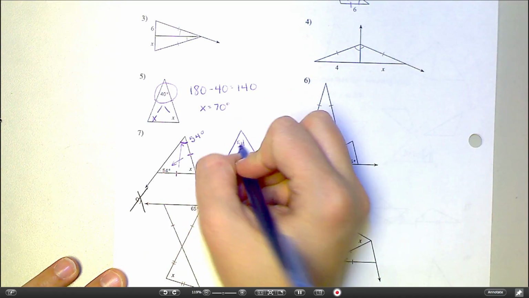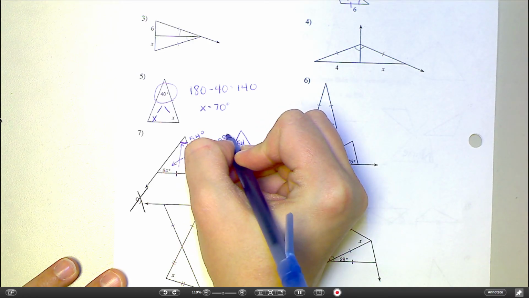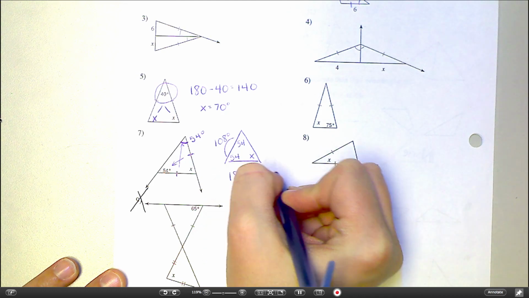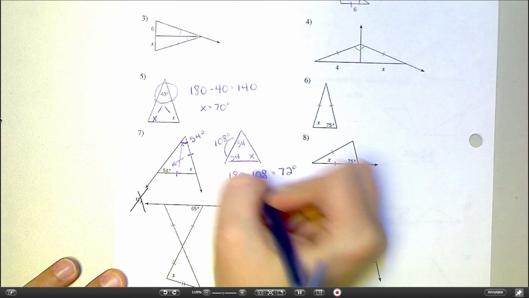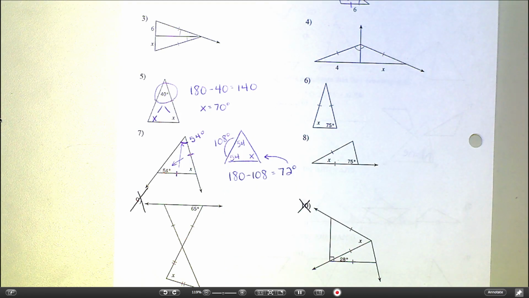Okay, 54 and 54 make 108. So then I would do 180 minus 108, and that's 72 degrees for angle x. Okay? Okay, and then 9 and 10 I crossed off as being a little tricky, so I wouldn't worry about 9 and 10. Okay.